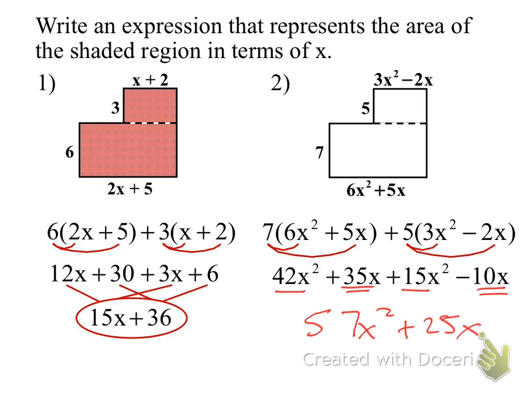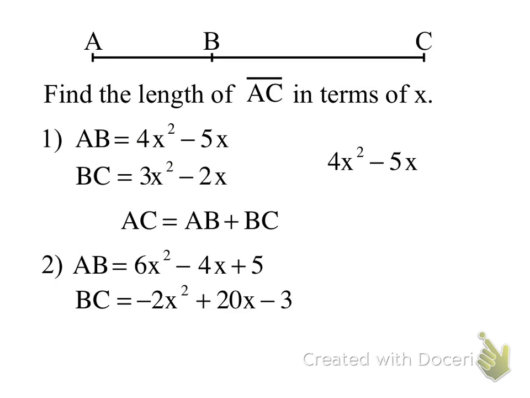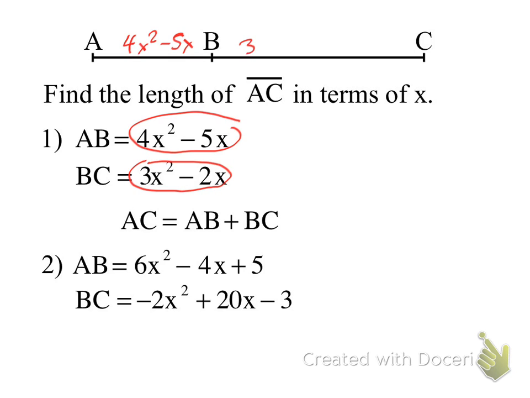Questions? Okay, so you're okay with shapes, right? This one, they love to do this with a piece of wood. They give you a question with a piece of wood, and they'll give you the parts. But really, they're already just naming this. This is 4x squared minus 5x, and the other one is 3x squared minus 2x.